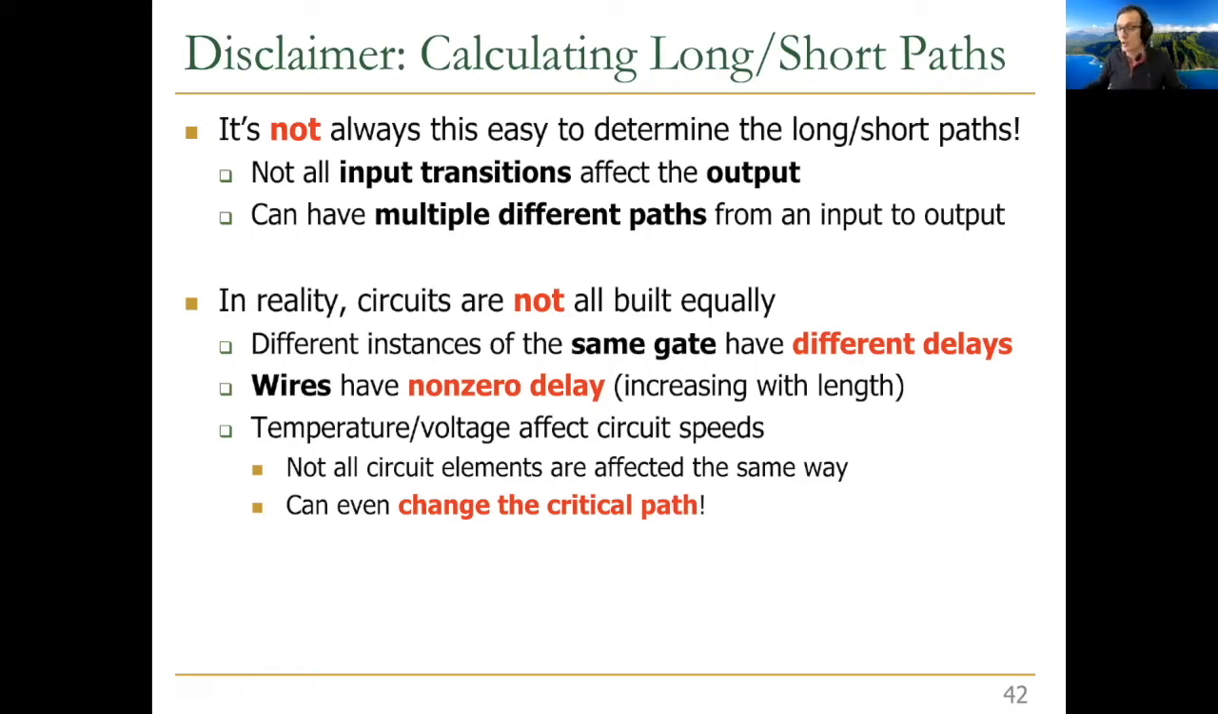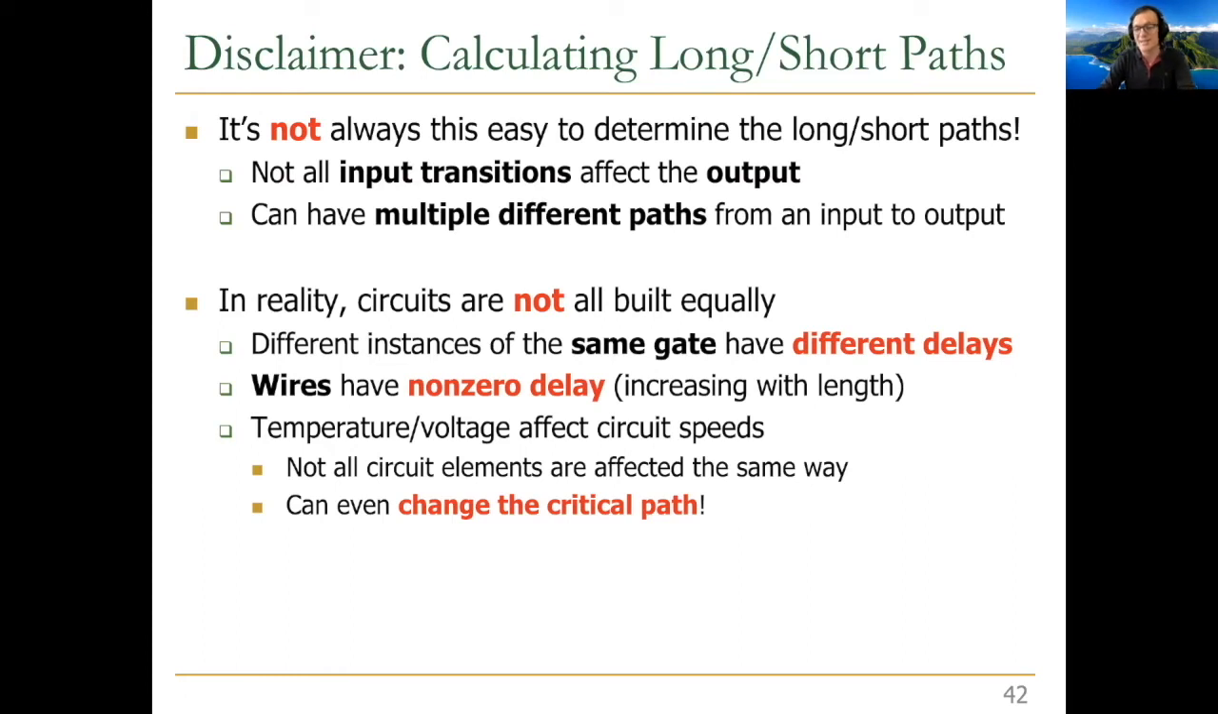Do you really take the worst case into account, which is operating the circuit at, let's say, 125 degrees Celsius, and operating at the highest level of manufacturing variation? Those tend to be usually very, very conservative. So this is actually not easy to determine, the long and short paths. All of them have solutions and trade-offs, but we're not going to go into how to solve those issues.